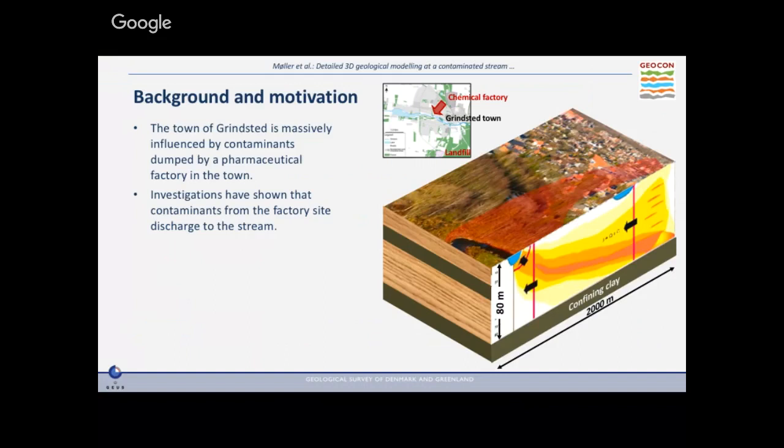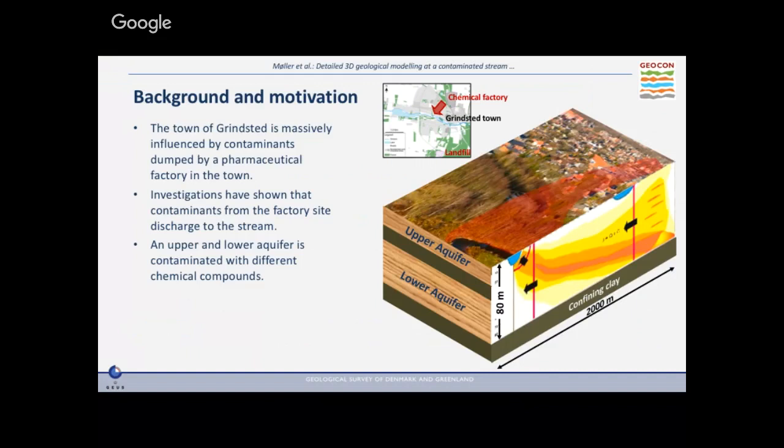And it was they made pharmaceuticals, so it was, for instance, sleeping pills and so on. So they might be mentioning the people that live there close to the stream. And then, because of the water coming up to the stream, of course the contaminants come up as well.